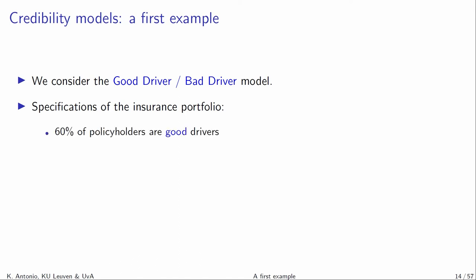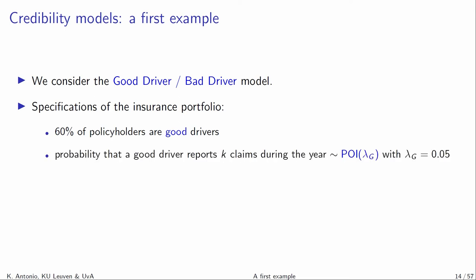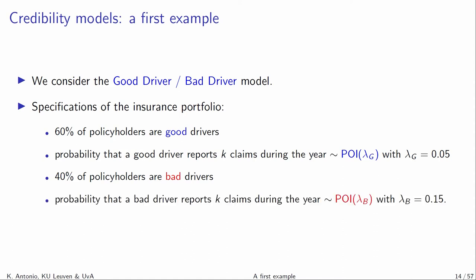So we consider 60% of our policyholders to be good drivers, and the probability that a good driver reports K claims during a certain insurance period is Poisson, with a given lambda G of 5%. And on the other hand, 40% of the policyholders are bad drivers, with the probability that a bad driver reports K claims being Poisson with lambda B, where lambda B is 15%. So this is the setting in our insurance portfolio.